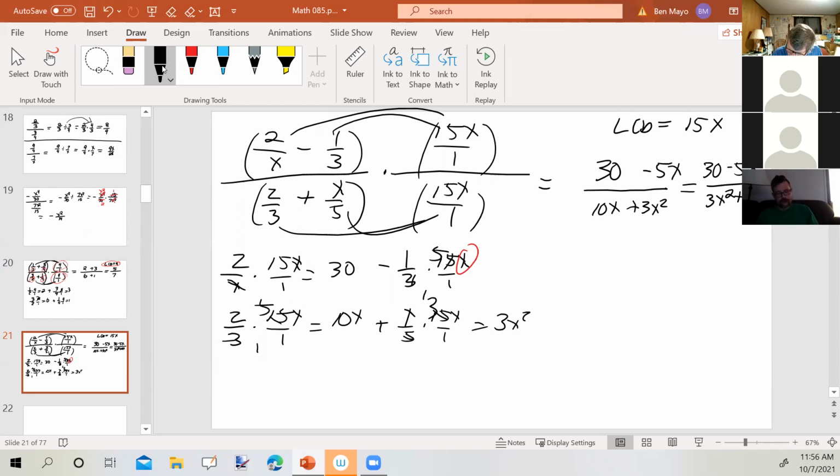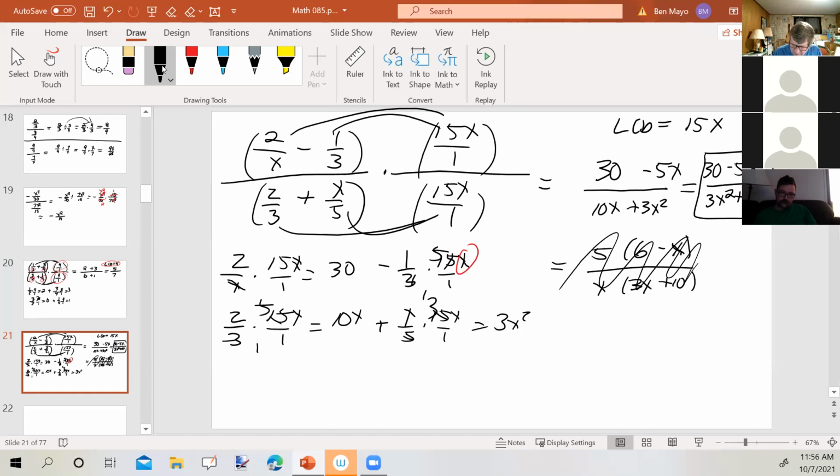So let's see, can I simplify that any further? Well, I could factor a 5 out and get that, and factor an x out and get that, but that doesn't get me anything I can reduce out. So here's my final answer. Okay.